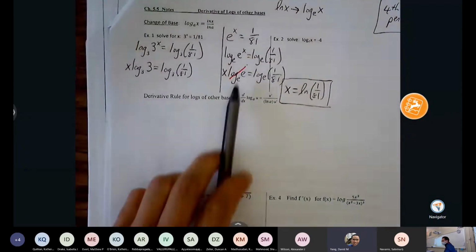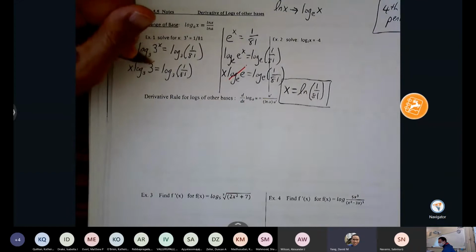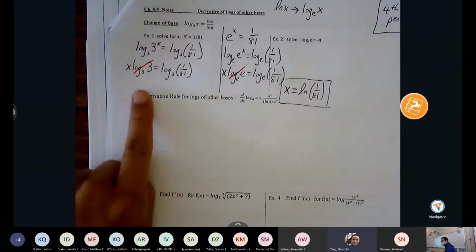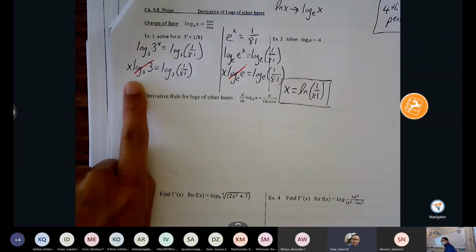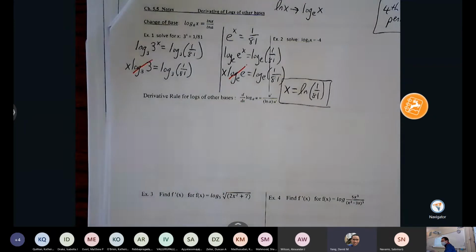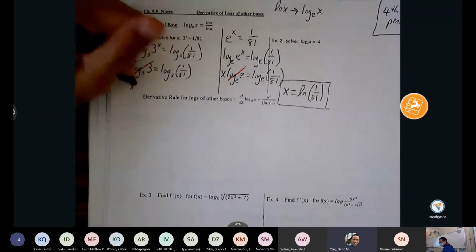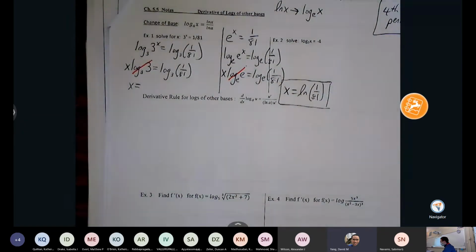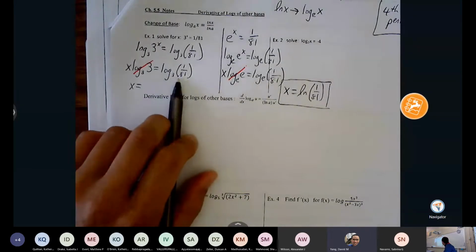Log base 3 of 3, just like log base e of e, just like natural log of e. Essentially what we're doing is pairing an exponential function with its inverse, right? They're going to undo each other, just like how natural log and e cancel each other out. So we're left with log base 3 of 1 over 81. Now we can go a little further here.